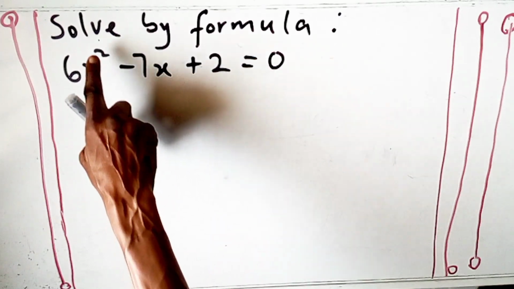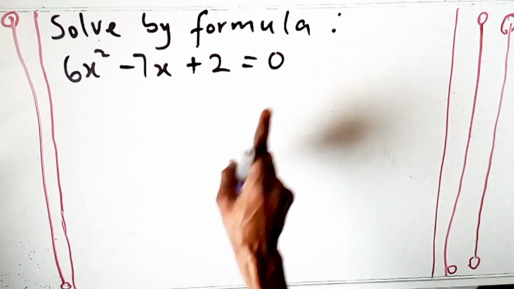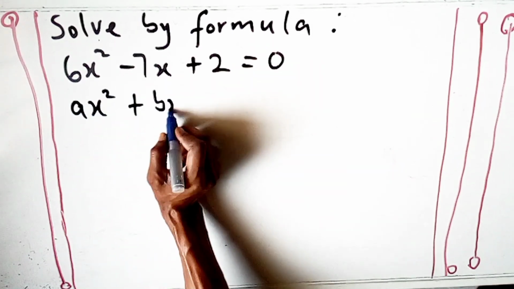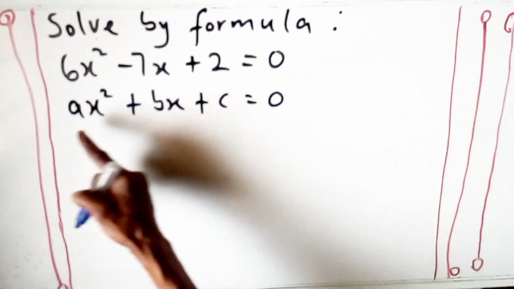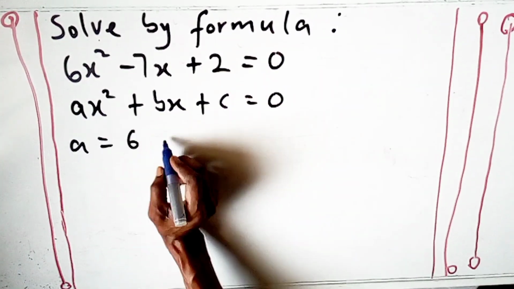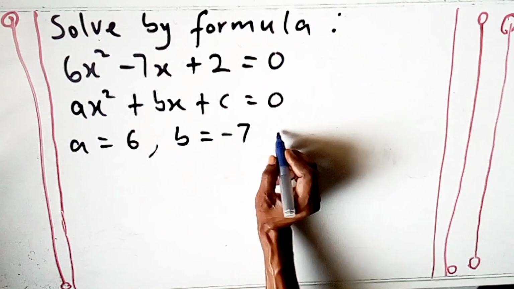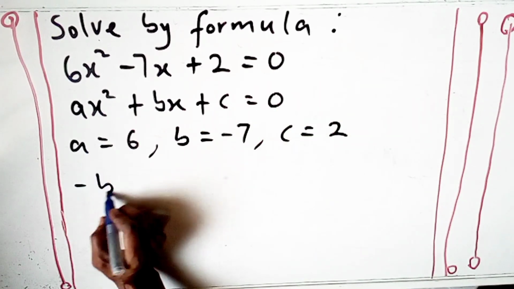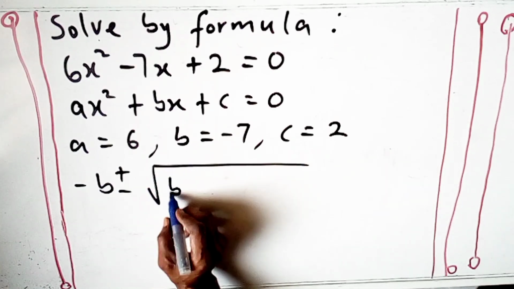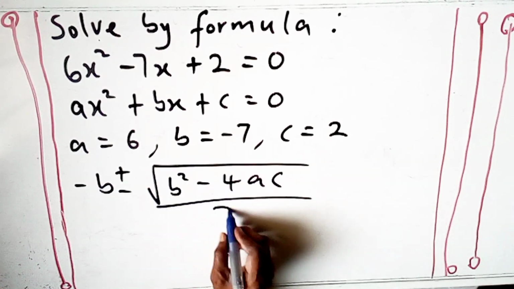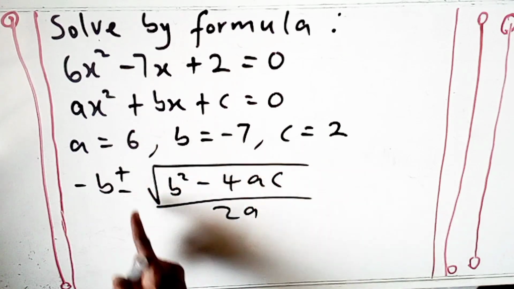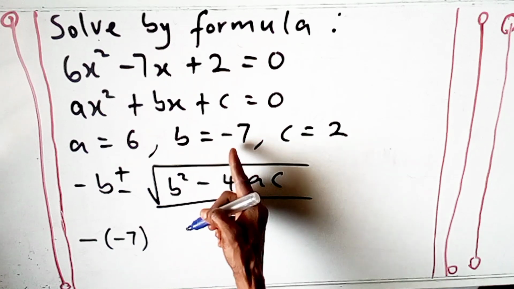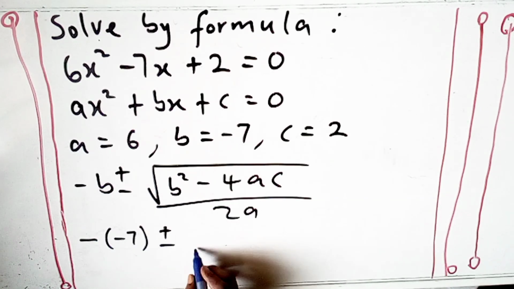So, remember, the general form of quadratic equation is ax squared plus bx plus c equals to 0. We're going to compare them. And when we did that, a is equals to 6, b equals to minus 7, and c equals to 2. So the formula again remains x equals minus b plus or minus square root of b squared minus 4ac over 2a. That is the general formula. So let's put in our values.